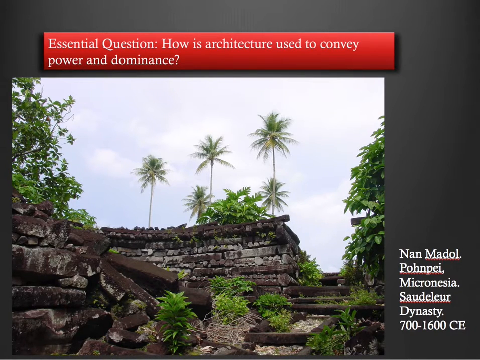It all has to do with power and dominance. We see our buildings in Washington, D.C. as a sign of our power, of our country's power, and when we see them destroyed, it makes us feel weak. So our essential question is, how is architecture used to convey power and dominance?